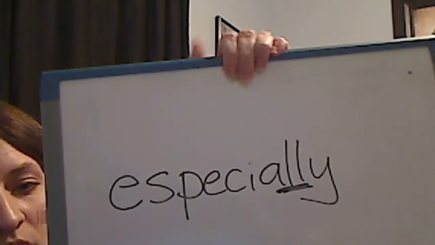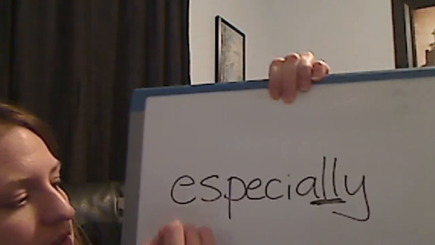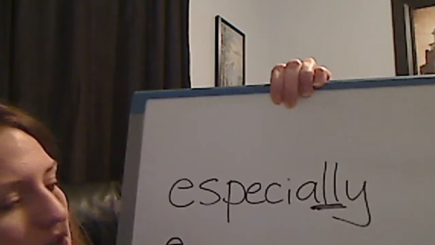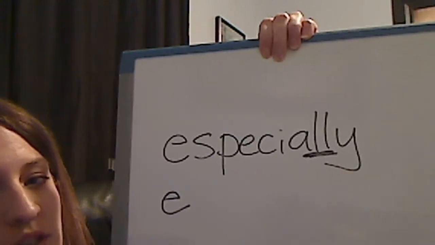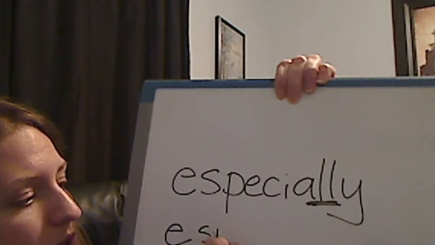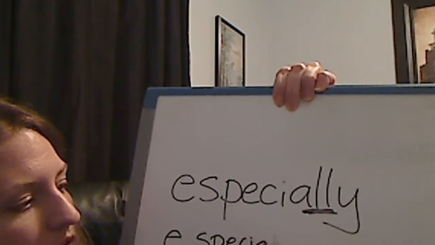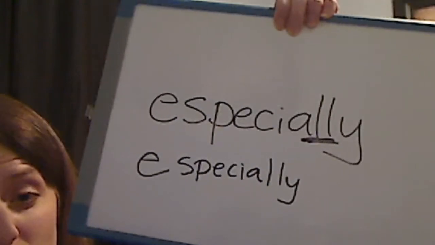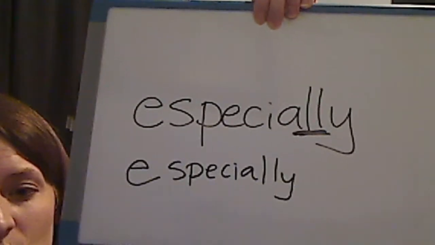Okay, and you guys probably can see this word. I like to break this word apart to spell it. I just know that there's an E, so I've memorized that there's an E, and then I spell the word special, and then I add my ly. So nothing special, but that's how I remember the word especially.